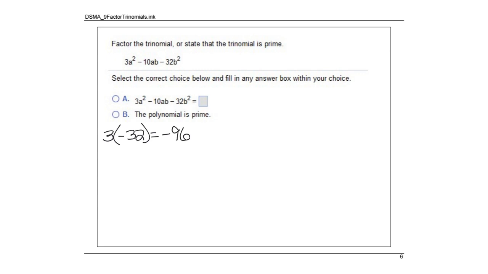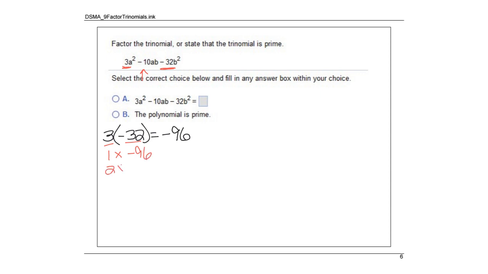So we're going to go ahead and take the 3 in front times the negative 32. So that gives me 3 times negative 32. That's going to give me a negative 96. So now I'm going to have to start with my factors. Now I know my middle term is negative, therefore I know my bigger number is negative. So that helps me. That gets me started.